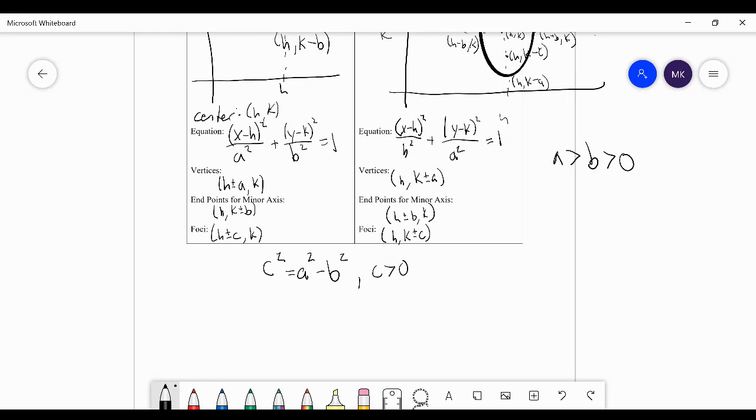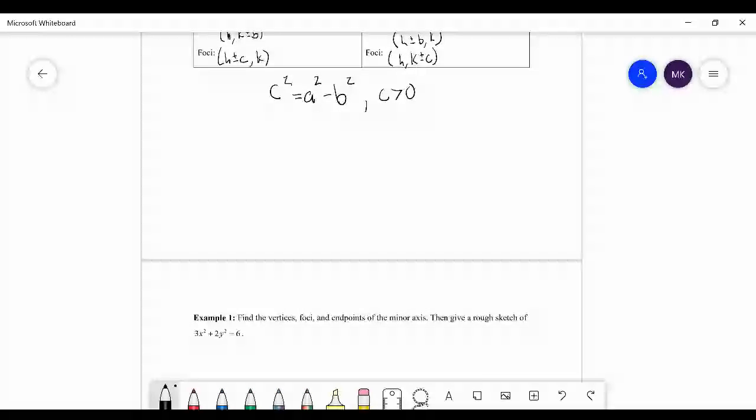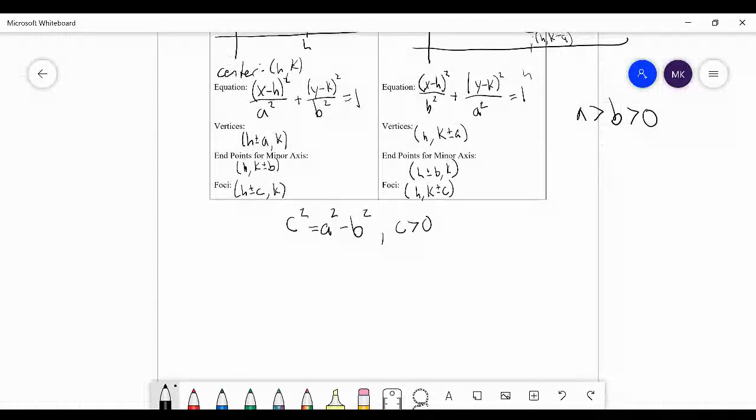So what's really a big takeaway here is whichever variable, x or y, has the larger denominator, that is the direction of the major axis. If x has the larger denominator, that'll have a horizontal major axis. If the y value has the larger denominator, that'll have a vertical major axis. That's a good thing to remember to keep track, and then honestly just refer back to these quick hit formulas right here.